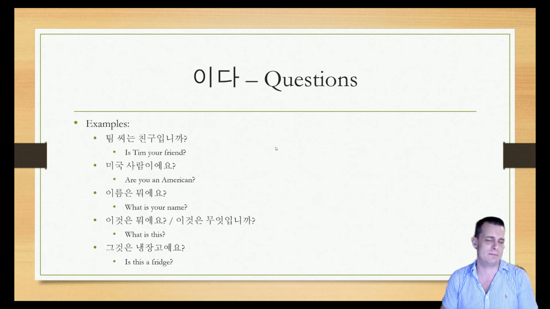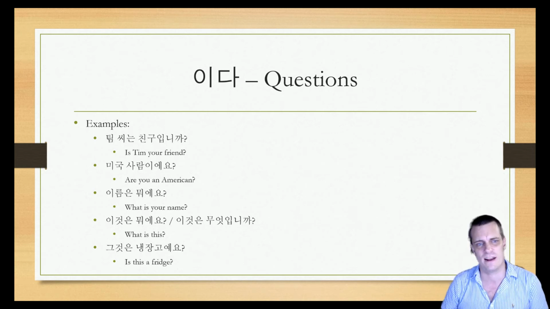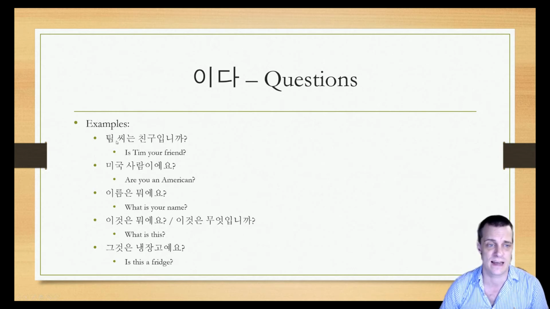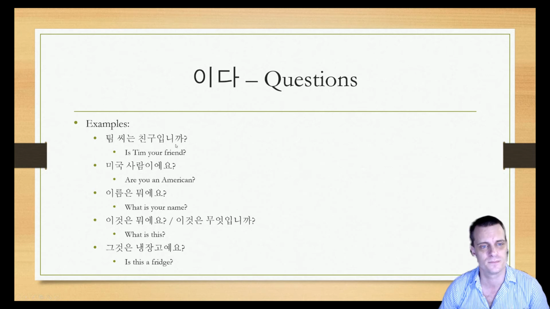So having a look at some examples this week, just to round it out, give you a chance to practice some of these. Tim 씨는 친구입니까? So one bit I'll point out just now, and there's another lesson that'll cover these, is the 씨. The 씨 is a way of showing respect to this person. So you add 씨 to the person's name. Note, you do it to the first name, not the surname. But like I said, that's covered in another lesson. So, is Tim your friend? Tim, is he your friend?